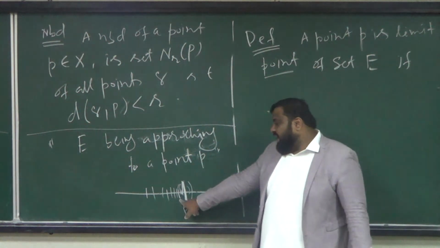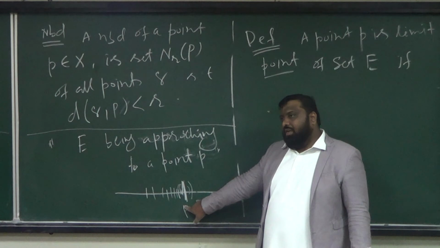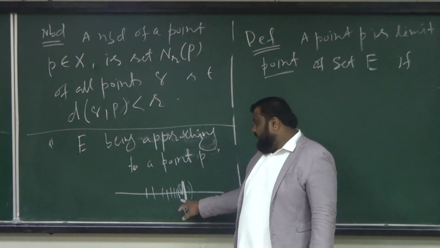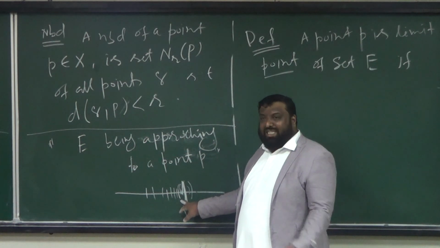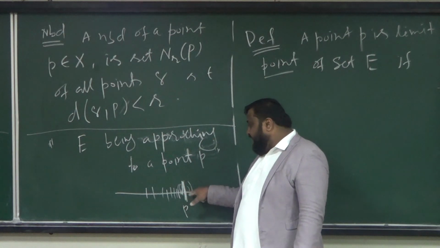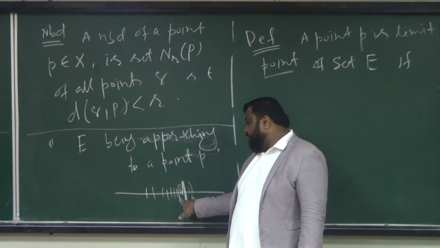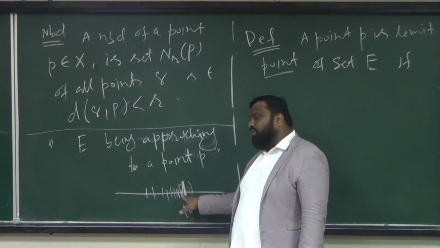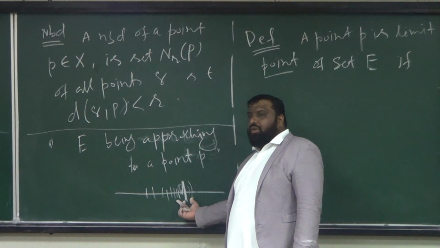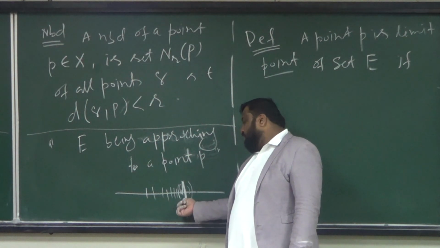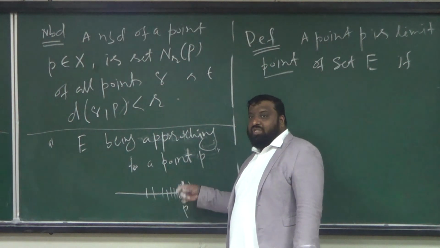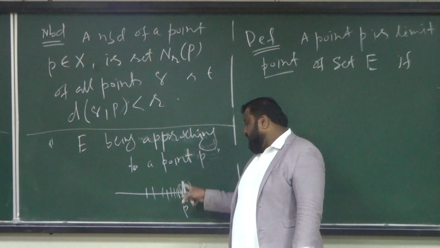for any neighborhood of this point, there is going to be at least one point in E, different from P, which this neighborhood contains. In other words, every neighborhood of this point is going to meet E, is going to have something in common with E, obviously other than P.